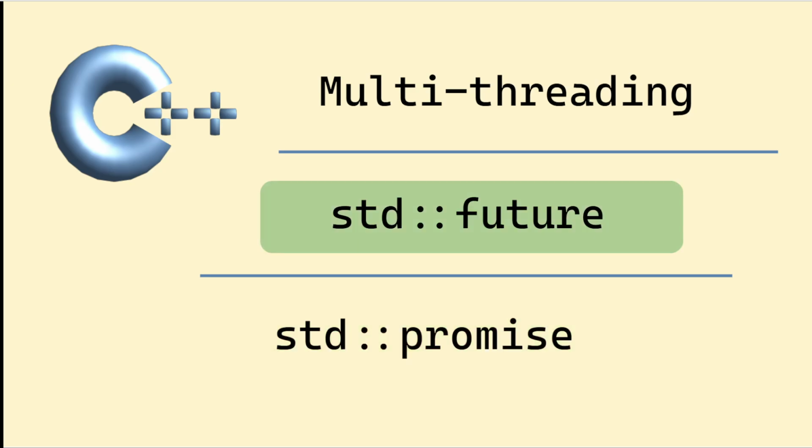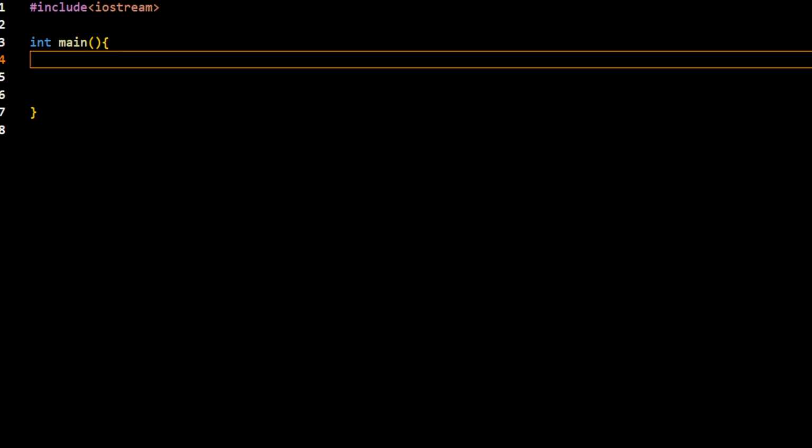And future class is related to promise. A future type object associated with the argument promise object can be used to access the data written into the shared state by the promise object. Let me get into coding and explain it one more time.